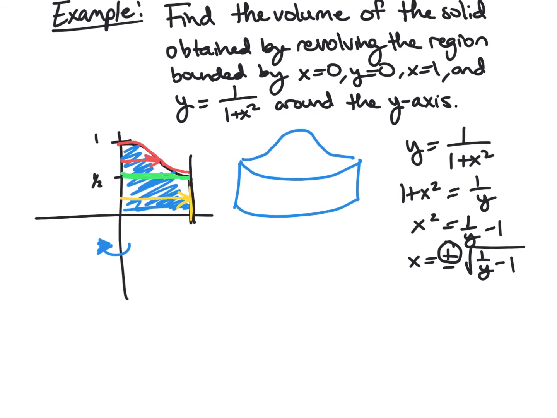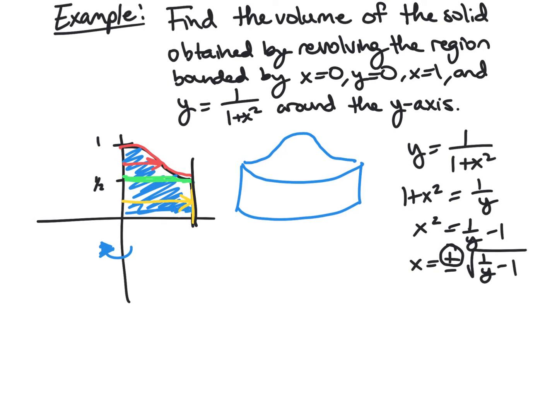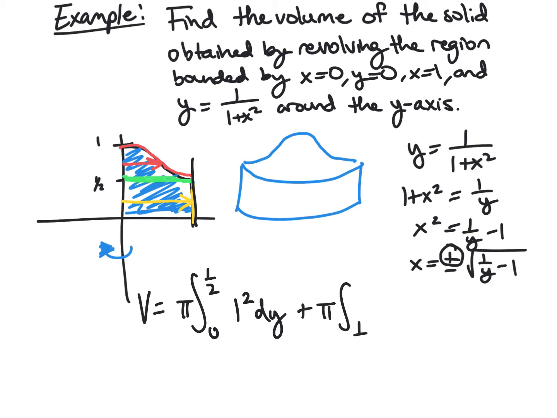And so we simply have to break it up into the integral from 0 to 1/2, where our radius is just 1, so we just have 1 squared dy, and of course our pi, plus the integral from 1/2 to 1, where our radius is given by the function, the square root of 1 over y minus 1, and of course that squared dy. You can work it out from here, and it's doable, but it's also not the nicest thing in the world.